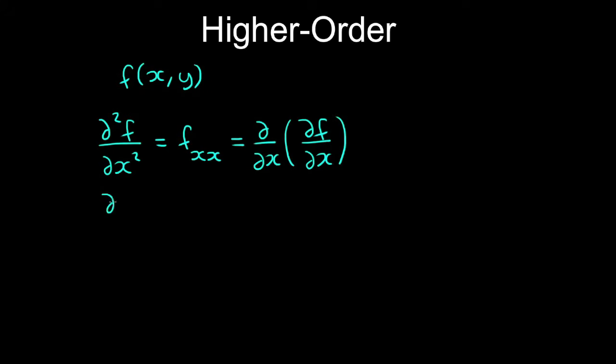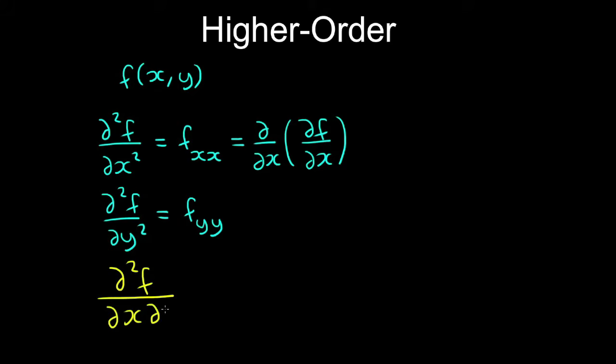And similarly we have the second partial derivative of f with respect to y. So the shorthand notation is f yy. Now we can also have mixed partial derivatives. So we may have the second order partial derivative of f with respect to x and y. So the shorthand notation for this is f yx. So this states that we first differentiate f with respect to y and then differentiate with respect to x.